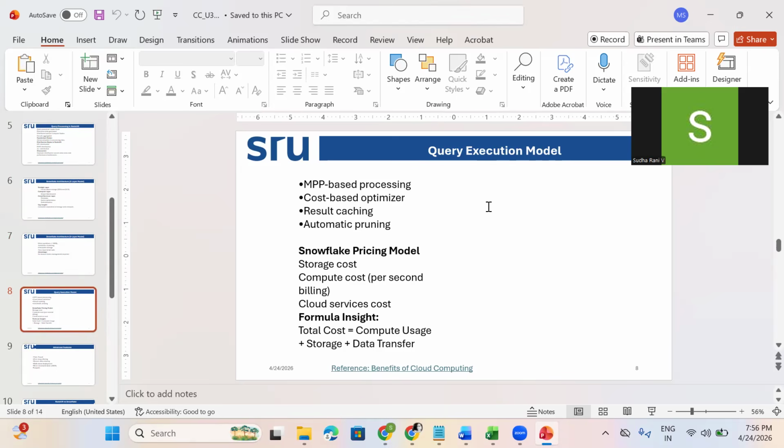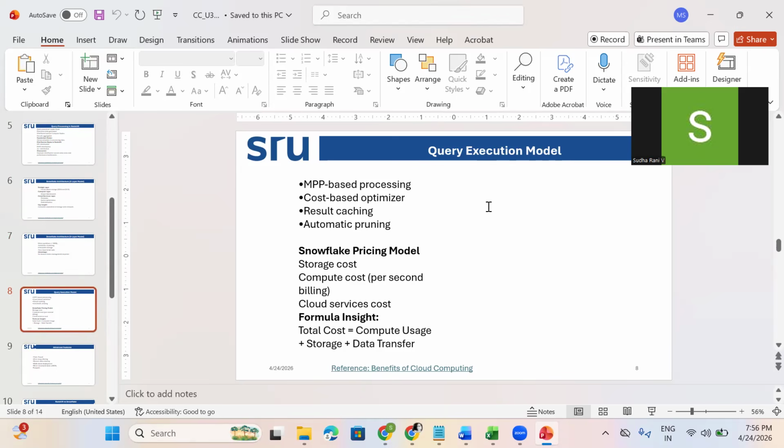Snowflake pricing model. As I said, the pricing models are of three types: compute, storage, and inbound or outbound data transfer. First is the storage cost, which means whatever data you are storing, according to that you have to pay.